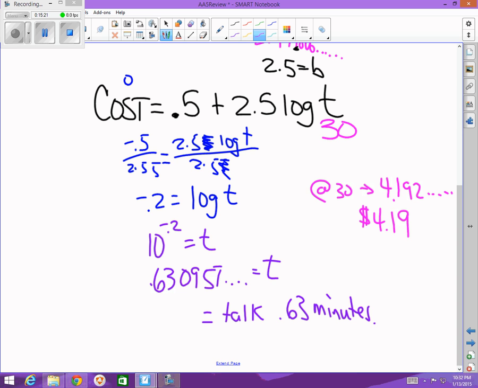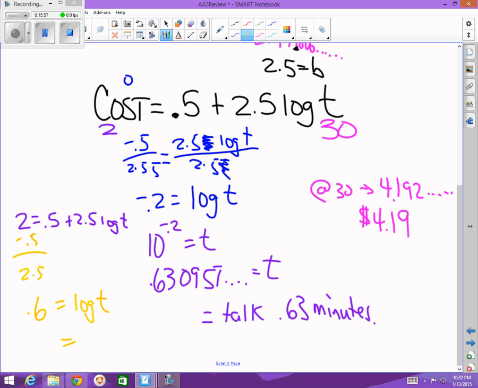And then it says if you decide you can afford only to make a $2 call, how long can you talk? Well, then that means you have to put a 2 there. And so then 2 equals 0.5 plus 2.5 log t. All right, then you got to subtract 0.5 and then divide by 2.5 to get log t equals 2 minus 0.5, which is 1.5, divided by 2.5, which is 0.6.